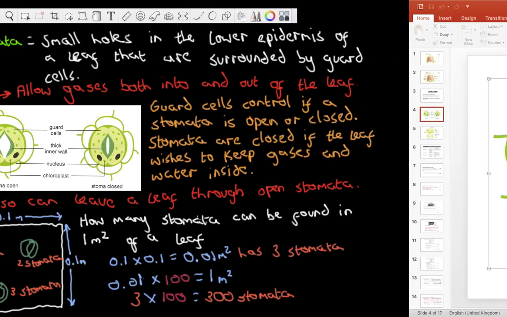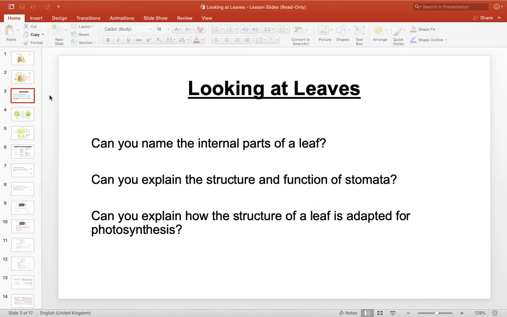So, if we have a look at our learning objectives for today, you should now be able to tell me the internal parts of a leaf, you should be able to explain the structure and function of the stomata, and you should be able to tell me how the structure of a leaf allows it to carry out photosynthesis.